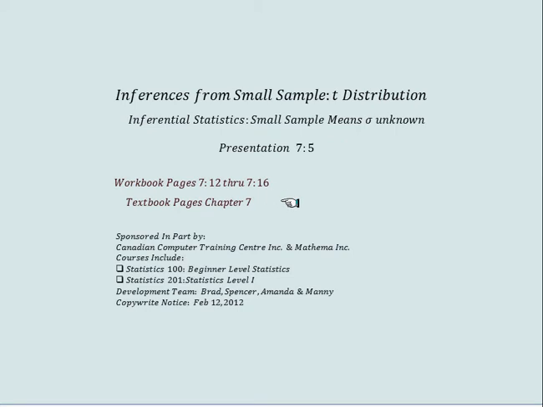Hello, this is presentation 7.5. The topic is inferences for small samples. In particular, we're going to look at the student t distribution. This material is in your workbook and your textbook, chapter 7.